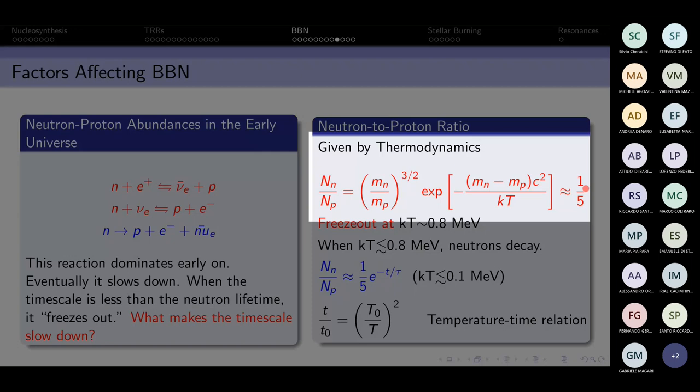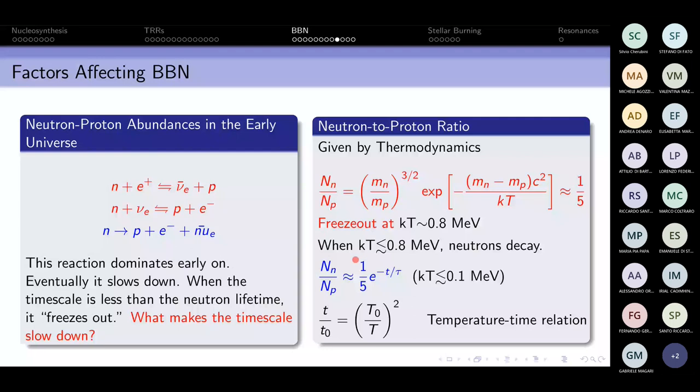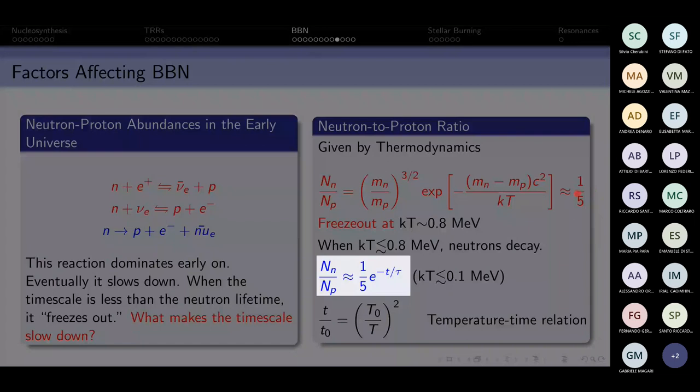And then you have some other terms. But when you look at, say, a simple reaction network, this is ultimately what you get. This is the neutron to proton ratio after those reactions freeze out. So this equation here corresponds to these reactions. Now those reactions freeze out, they basically stop, and the neutrons decay. And that's just radioactive decay. So at that point, the neutron to proton ratio is whatever it was after the freeze out, times the radioactive decay law, times the time that the neutrons go until Big Bang nucleosynthesis starts, over the neutron decay constant.